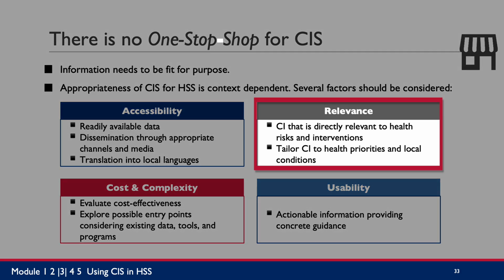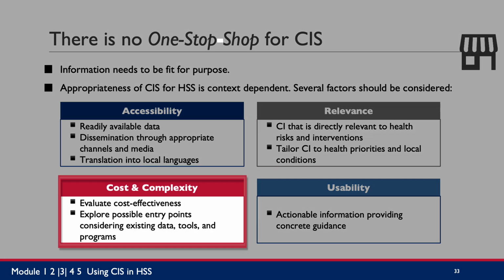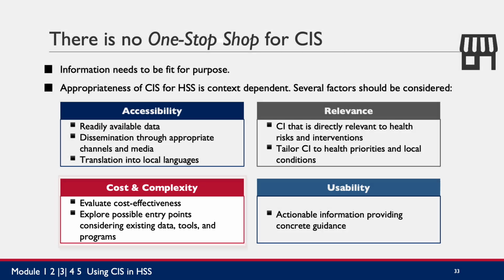Relevance. Ensure the climate data directly relates to the health risks and interventions in your area. Generic information is less helpful than information tailored to the specific conditions your area faces. Cost and complexity. Evaluate both the cost effectiveness of a potential CIS and how easily it can be integrated with existing systems and tools. Sometimes simpler solutions are the best starting point.